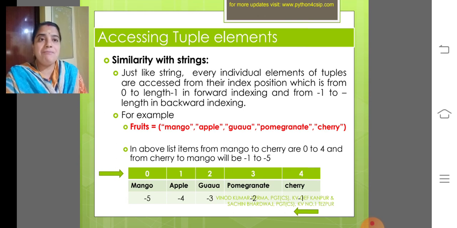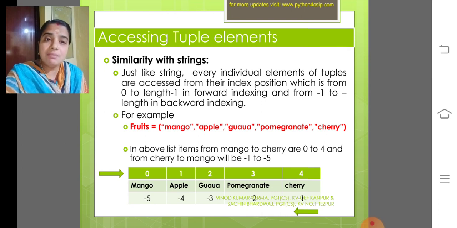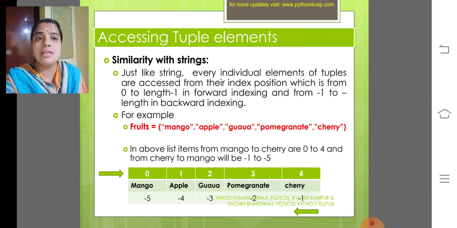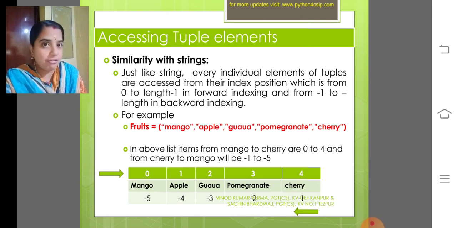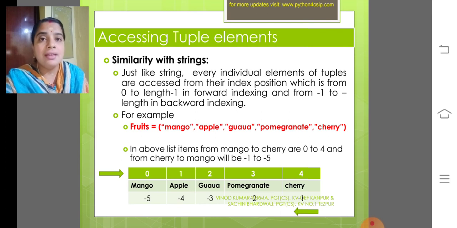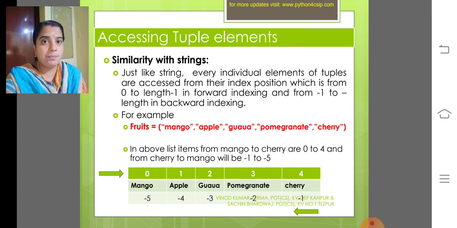Just like string, every individual element of a tuple is accessed from its index position, which is from 0 to length -1 in the forward direction, and -1 to the minus of length in backward indexing. For example, fruits is equal to mango, apple, guava, pomegranate, cherry. What is the index of mango in the forward direction? Yes, it is 0. And what is the index of cherry in the forward direction? The total length is what? 5. So it will have the last index as 5 minus 1, that is 4.